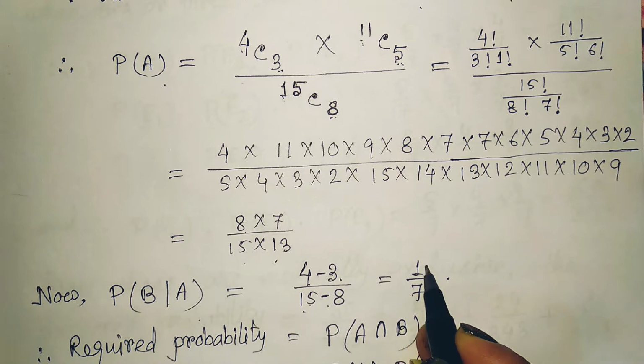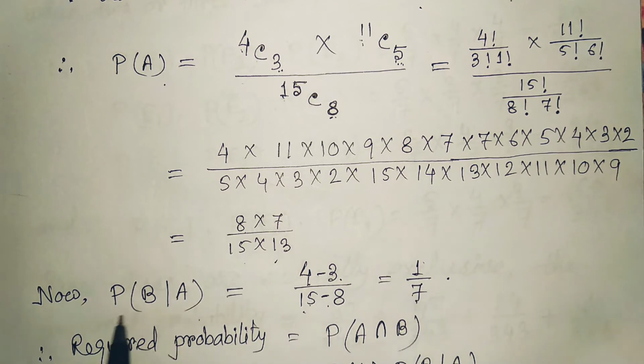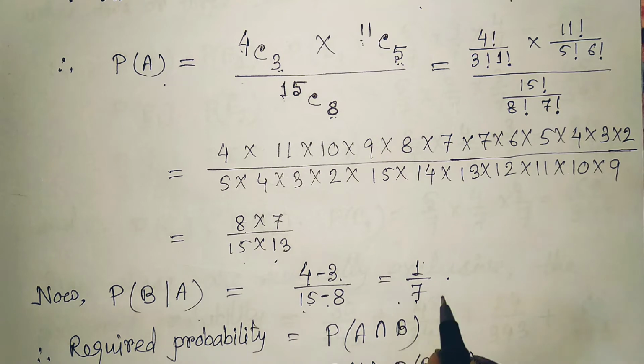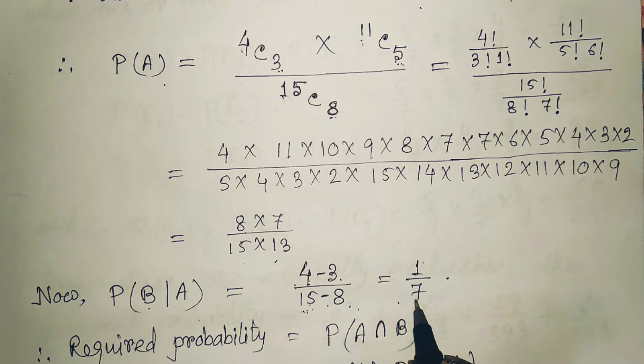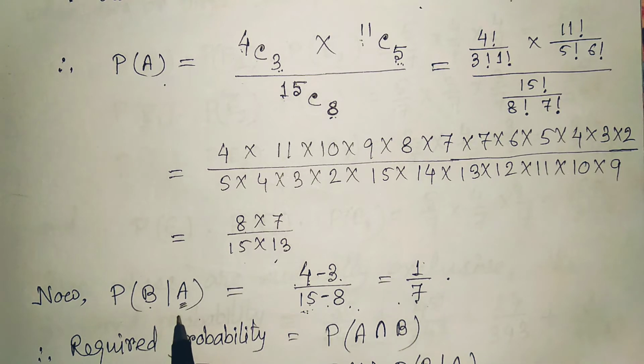So that its probability is 1 by 7. Definitely we can apply the formula also and we will get the same result. But here it is very obvious that only 1 defective is there and the remaining is 7. So the favorable case is 1 and the remaining is 7. So its probability is 1 upon 7 provided this one already happened.